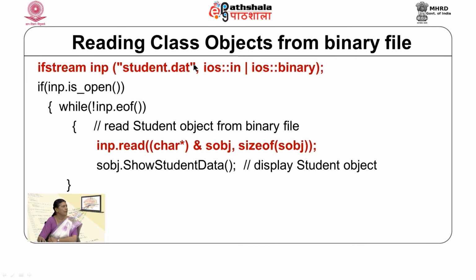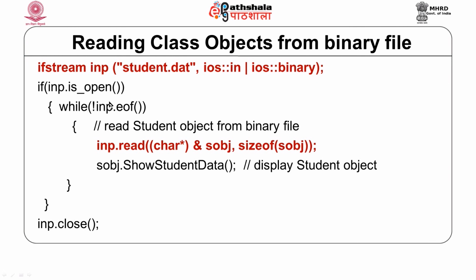Now, once it is written, it can be read using the read method of the istream class. For that, we need to open the file in the input mode. So, here we have said ios::in and ios::binary, and till end of file we can keep on reading the data and displaying. This code snippet reads all the objects in the binary file and shows them on the screen.